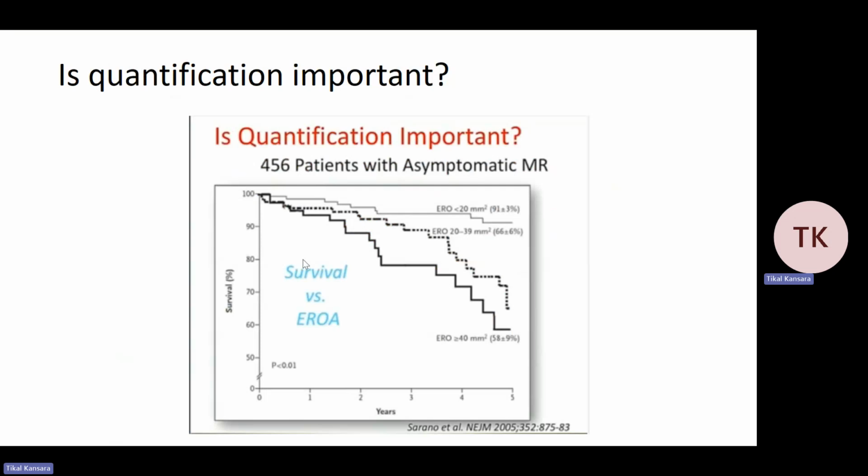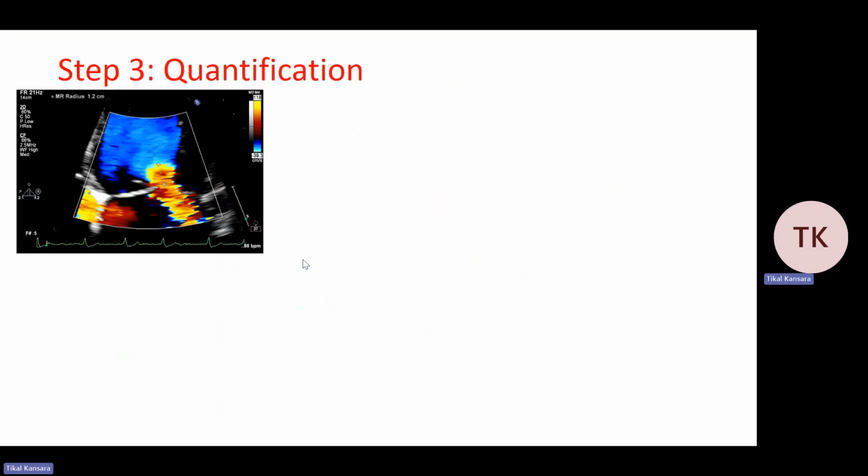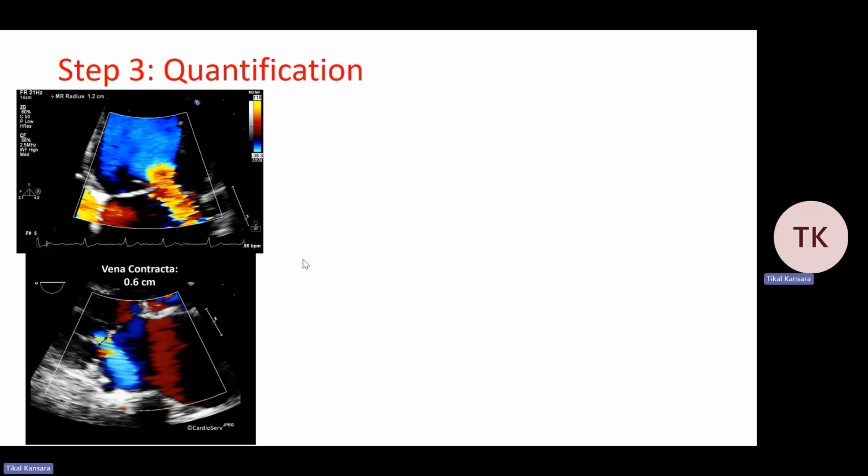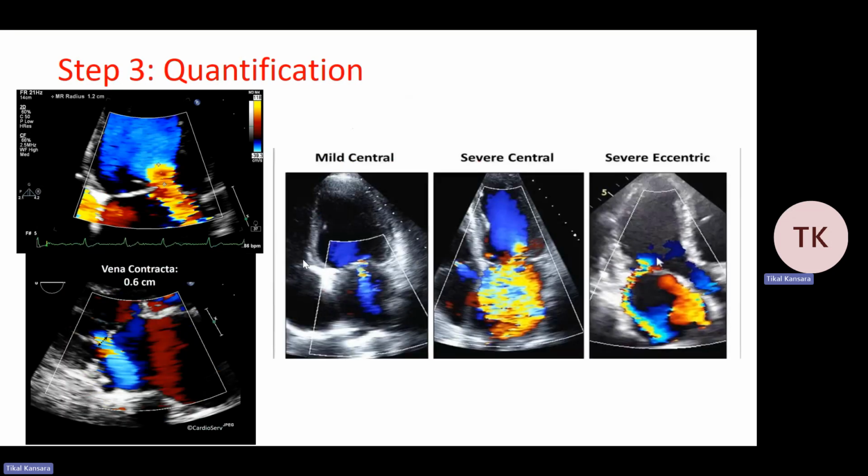Now you may not have all the criteria. You may have just 2 of the 4, or there are other criteria also. You need to have at least some. I'm going to talk to you about how many criteria you need to have. So one is PISA radius. This is the PISA radius. You have vena contracta. You can just visually see the patient and see whether it's mild, moderate, or severe MR.